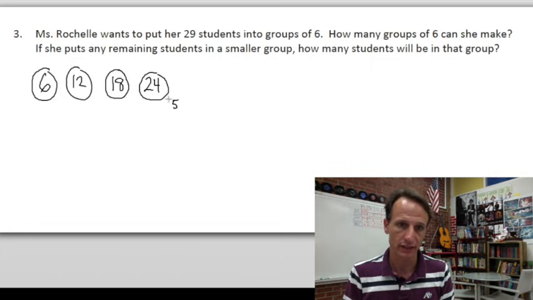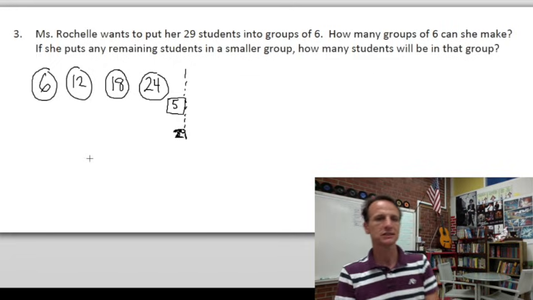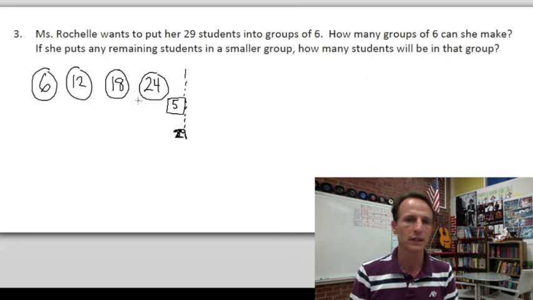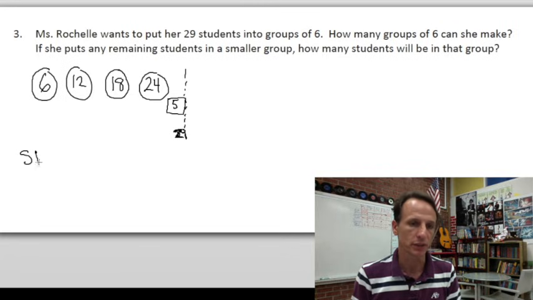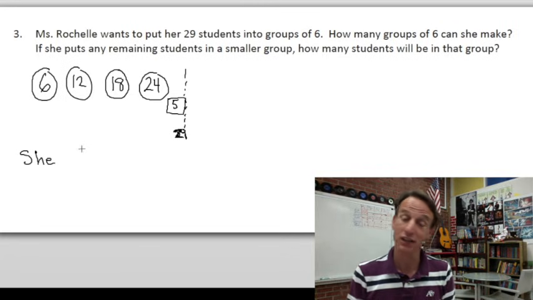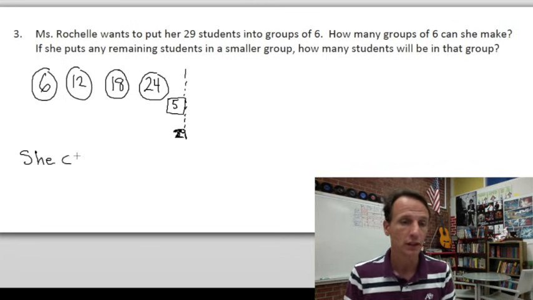Well, I know that 30 would come next, and we only have 29 students. So I know that I'm going to have these 5 kids left over, and I'll do like I did last time and say, hey, that brings me to the, not 30, but 29 mark here. Those are the 29 students. And so how many groups of 6 can I make? Okay, can she make, rather, or we'll help her with it. She can make, because Miss Rochelle can't figure this out for herself, apparently. She needs our help. She can make, well, how many groups of 6?